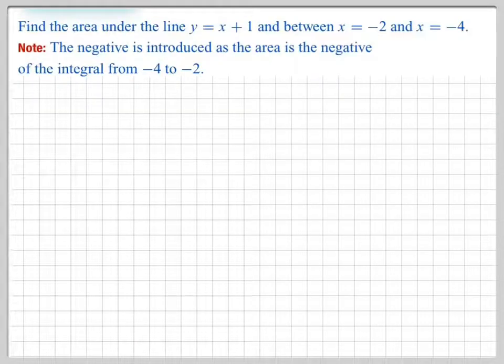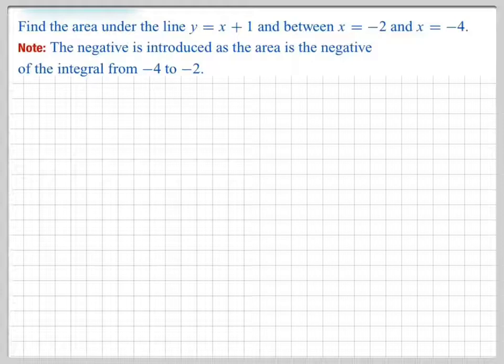And we've turned the page. We've got another one now. We've got to find the area under the line of y equals x plus 1 between x is minus 2 and x is minus 4. So don't pay any attention to that red note thing. That just tends to confuse us. We're going from x is minus 2 to x is minus 4, which I think you'll take note of. That is a negative x direction, right?